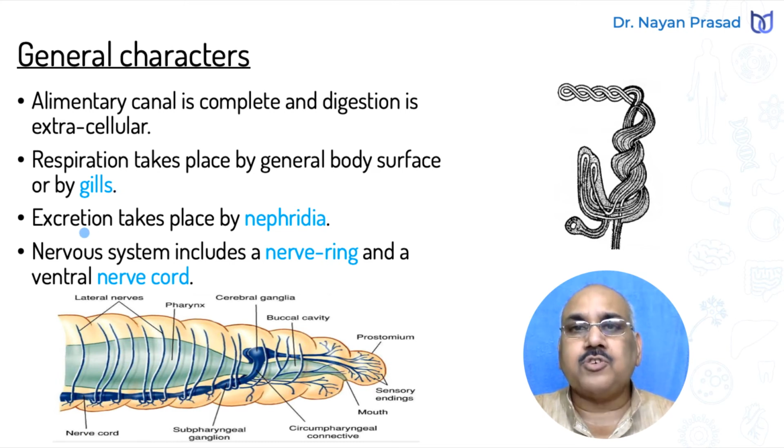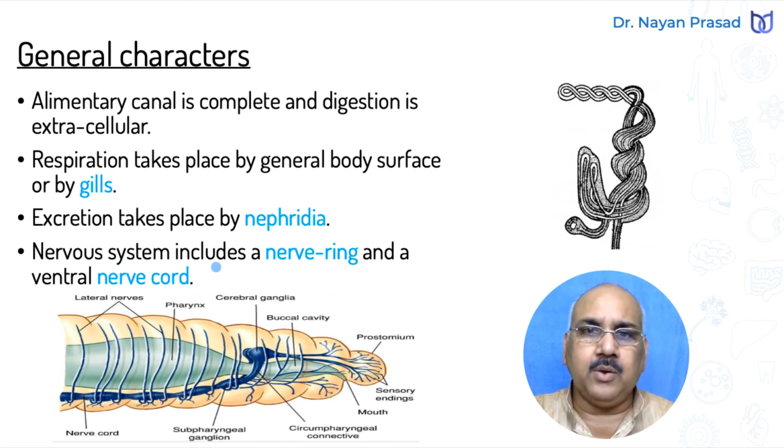The process of excretion, removing metabolic waste. Excretion takes place by nephridia. Remember, in previous groups we have seen the term protonephridia, primitive nephridia. Here, nephridia. The diagram indicates the proper typical structure of a nephridium. This is septal nephridium in case of earthworm. So nephridia are minute, microscopic, coiled tubular structures which help in removing metabolic wastes.